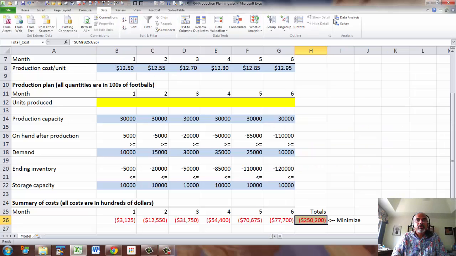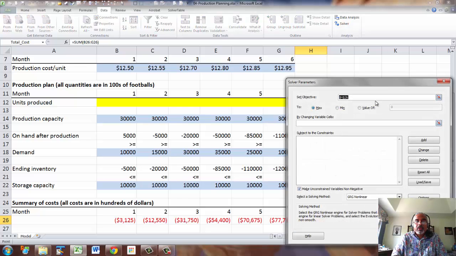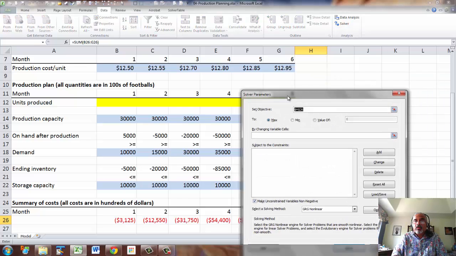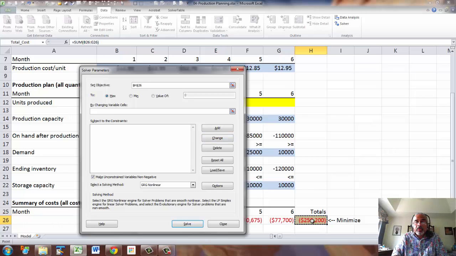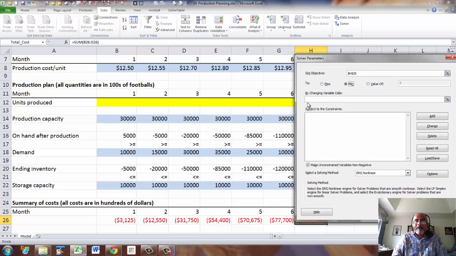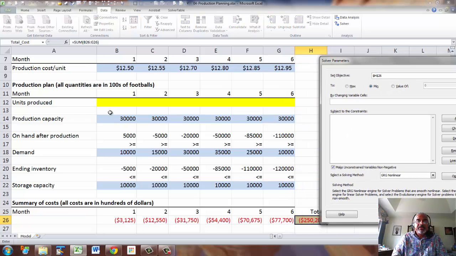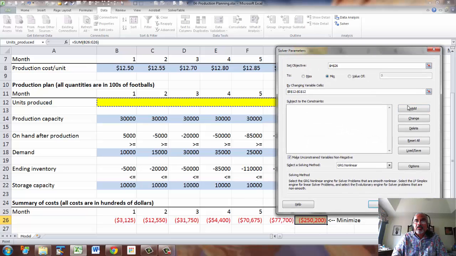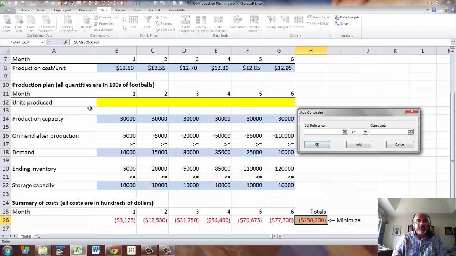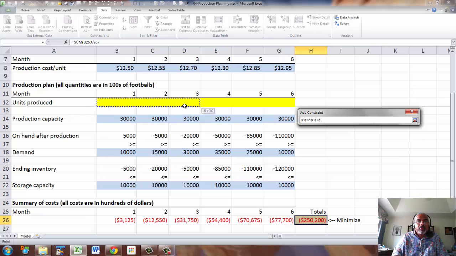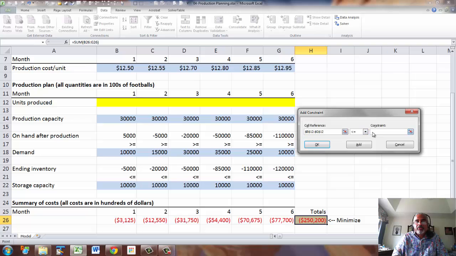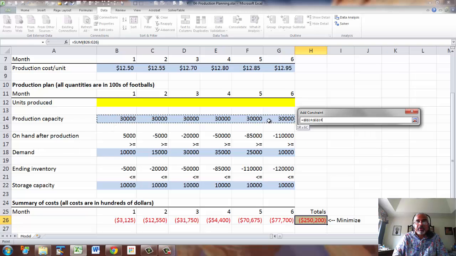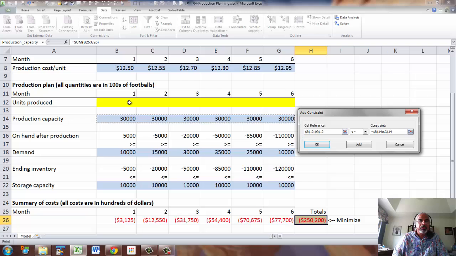Okay, so now we'll go to Solver and we want to now minimize this, and by changing cells is that, and our constraints are: production must be less than or equal to the production capacity. We have to put the less than or equal to here for readability.